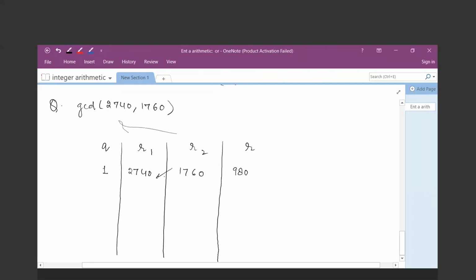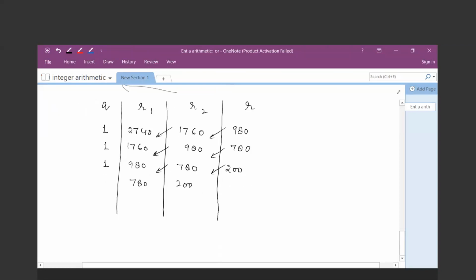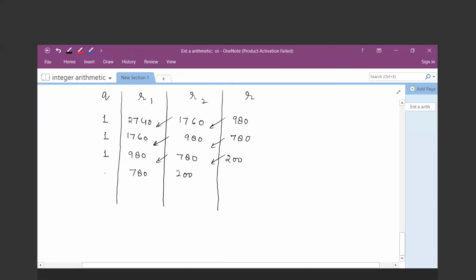Now again the left direction change, then it will be 1760 and 980. Again find the quotient. The quotient will be 1 and the remainder will be 780. Left direction change, 980 and 780. If you again divide, the quotient will be 1 and the remainder is 200. Left direction change, that is 780 and 200. Then again you have to divide, then the quotient will be 3 and the remainder will be 180.